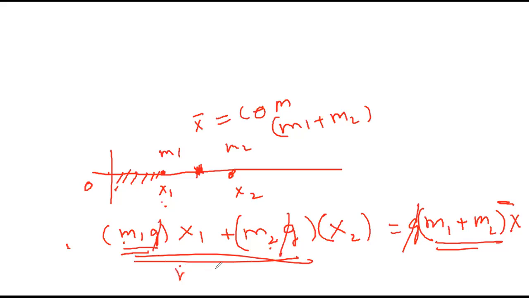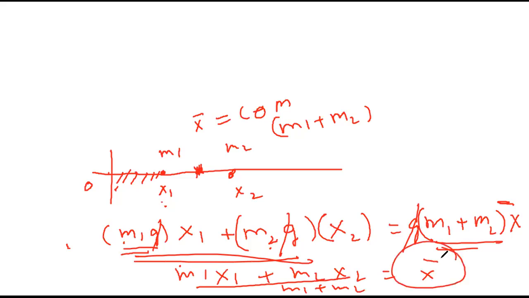So I can say m1 x1 plus m2 x2 divided by m1 plus m2 is x bar, which is the position of center of mass.